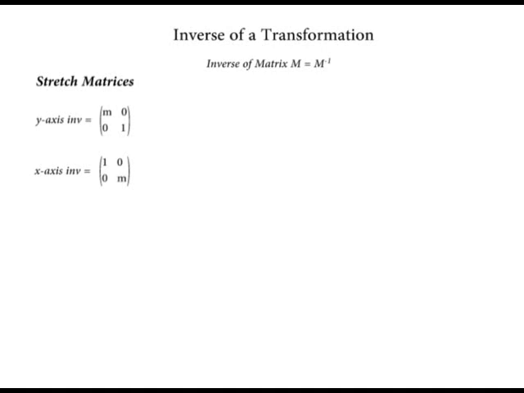And so we have the inverse of m, 0, 0, 1 is equal to 1 over m, 0, 0, 1. And the inverse of 1, 0, 0, m is equal to 1, 0, 0, 1 over m. So 3, 0, 0, 1 is a stretch matrix of scale factor 3 with y-axis invariant. Its inverse will be 1 over 3, 0, 0, 1.